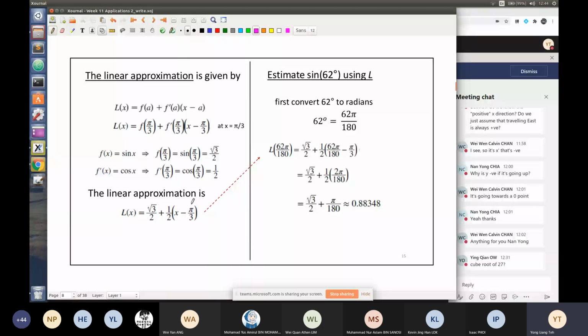Okay, so once you get your linear approximation formula, you can just plug this 62 degrees in radian form into the formula, and then press your calculator for the calculation. Take note that because you use pi over 3, which is a radian, make sure you convert 62 degrees to radians first before you use your radian formula. If this part you use radian, this part you must use radian. If this part you use degree, this part you must use degree. Definitely, the units must agree.